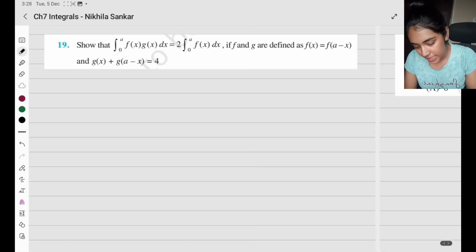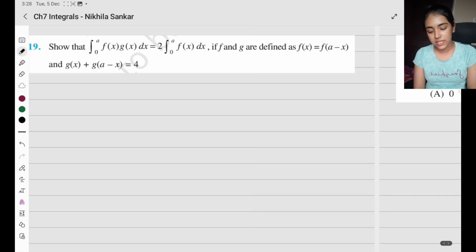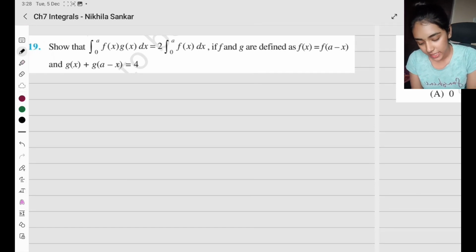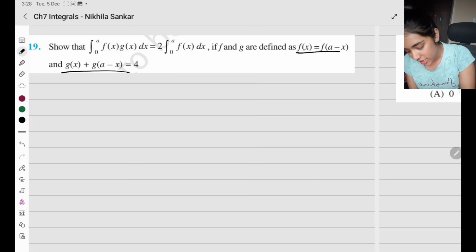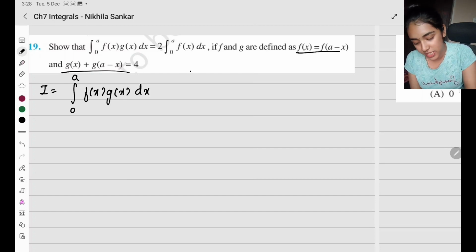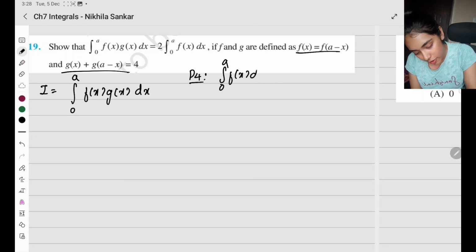Question number 19. Show that integral 0 to a f of x g of x equals 2 times integral 0 to a f of x, if f and g are defined as this and g of x plus g of a minus x equals 4. So you need to find out 0 to a. Okay, now my I equals the question, 0 to a f of x times g of x times dx. So using property number 4, I know integral 0 to a f of x dx is going to be integral 0 to a f of a minus x times dx.